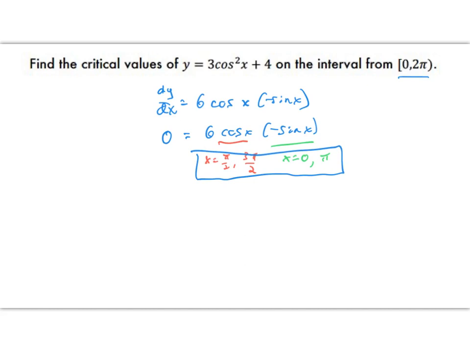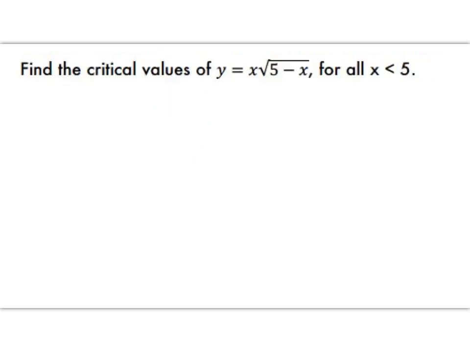Okay, one more example here. Find the critical values of this function for all x that are less than 5. Domain restriction is kind of nice because that's going to stop us from having values of x that are out of the domain, because we're only interested in things that are in the domain here.